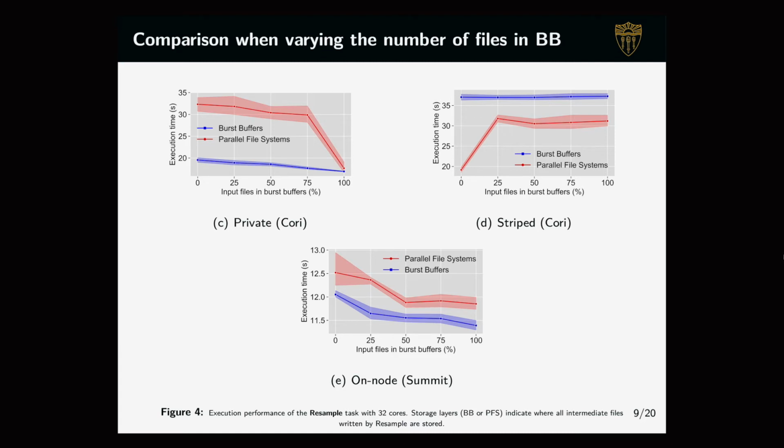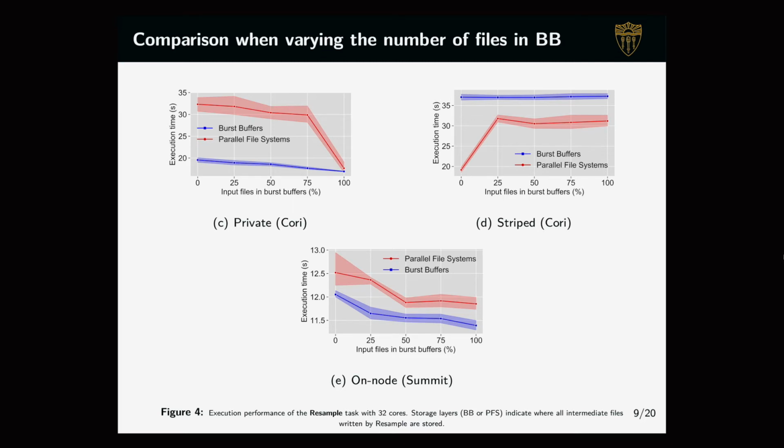The colors of the lines distinguish whether we store the intermediate files of resample in the burst buffer or in the parallel file system. So what we can see here is that, obviously for private Cori and on-node Summit, it's much better to use the burst buffer, and the more you allocate in the burst buffer, the better it is.